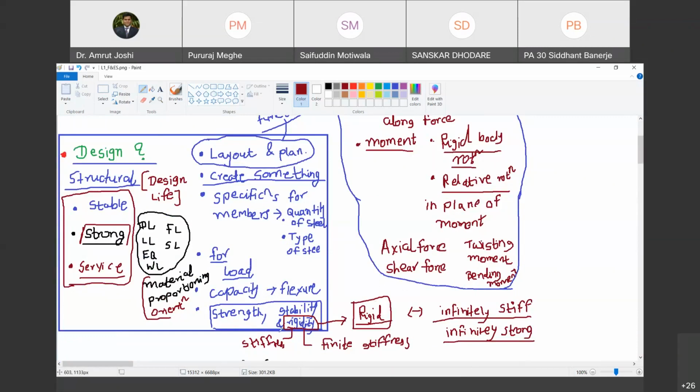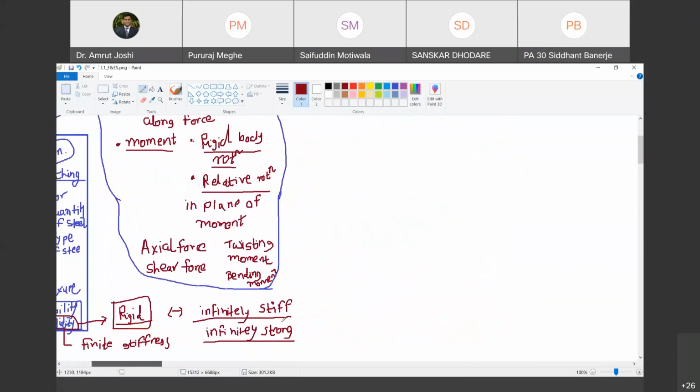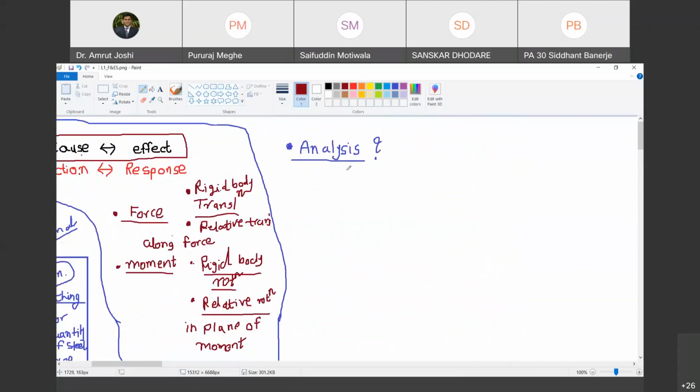Yes, sir. Now, a trailer for the next class: we are going to define what we mean by analysis. Are analysis and design independent tasks or are they interrelated? Do we do rounds of analysis and design, iterations of analysis and design, to arrive at the final solution, or are these one-time tasks for a structure? We will discuss all this in the next class. Okay?